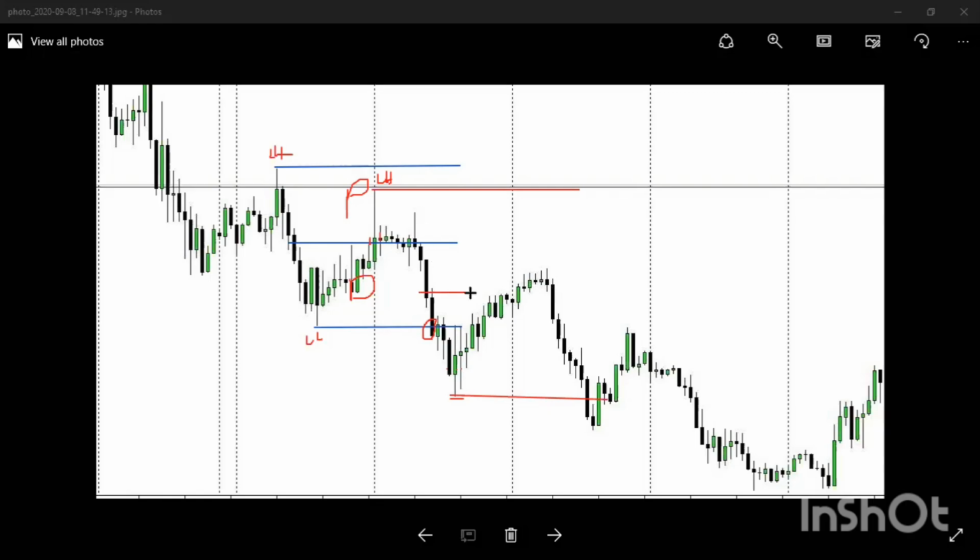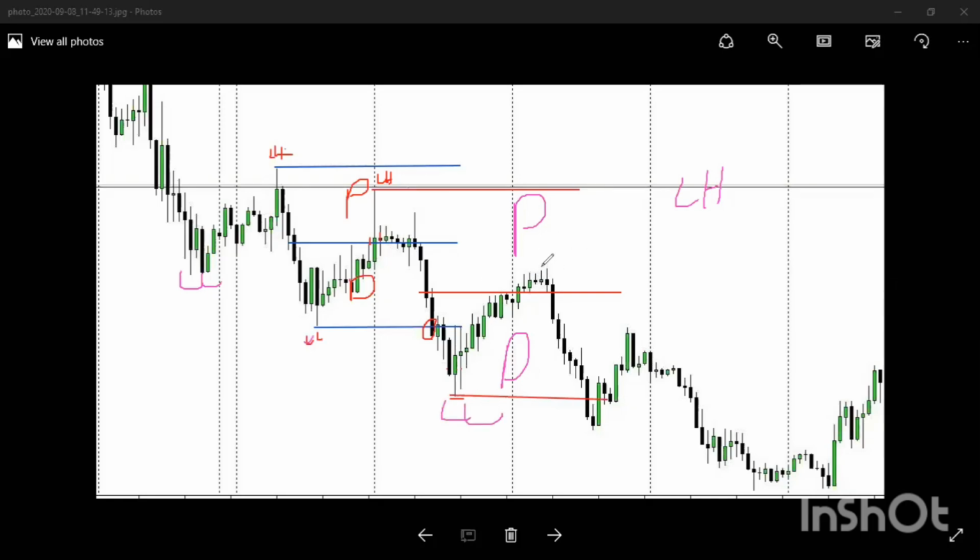What's half? 50% is somewhere here. So what does this mean? This is your premium, all of this. This is your discount. So wait for price to come back to premium. Once it's in premium, then you can look for a sell. And we are also looking for a new lower high. Remember, lower low, lower high, lower low, lower high, lower low. So we are looking for a lower high in premium.